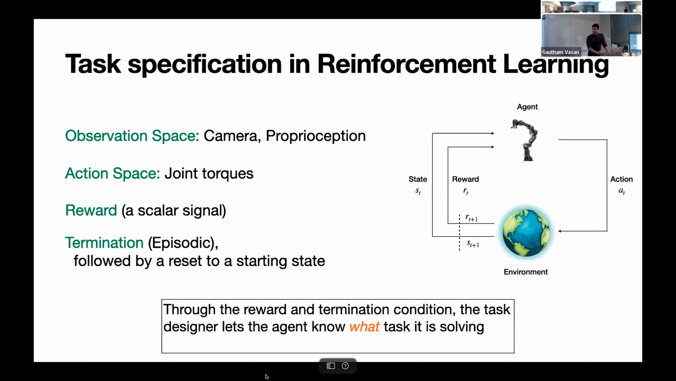So one thing I want to highlight here is through the reward and termination condition, the task designer can let the agent know what task it's actually solving. So this is quite subtle and important. So if you change the reward, you're essentially changing the task.